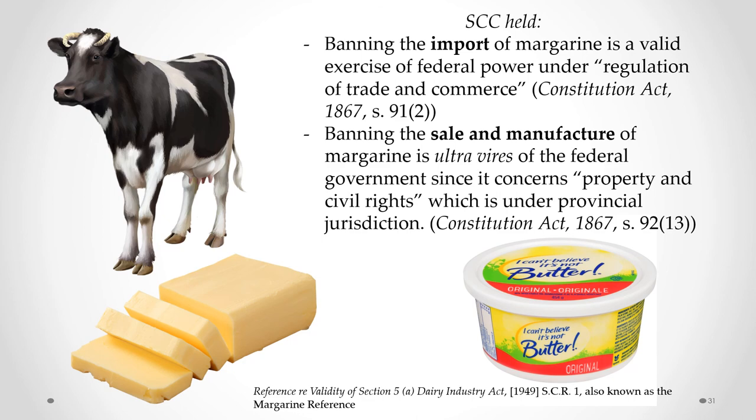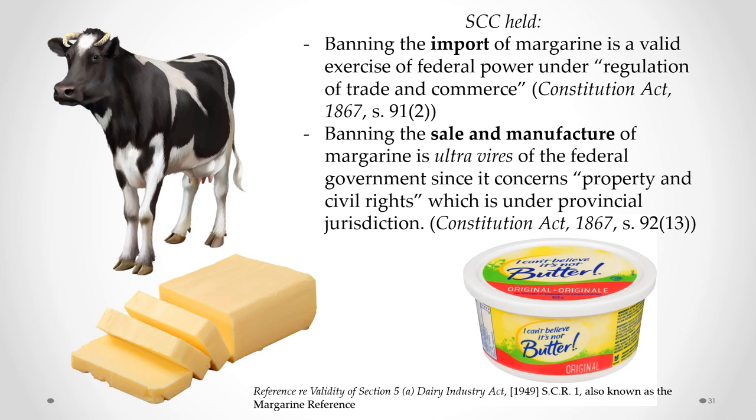So the Supreme Court of Canada rendered its decision here. They said that banning the import of margarine is a valid exercise of federal power under the Regulation of Trade and Commerce. Remember, trade and commerce is interpreted as giving the federal parliament the right to regulate interprovincial and international trade. So they said, okay, you can ban the import of margarine. That's a valid exercise of the federal government's power.